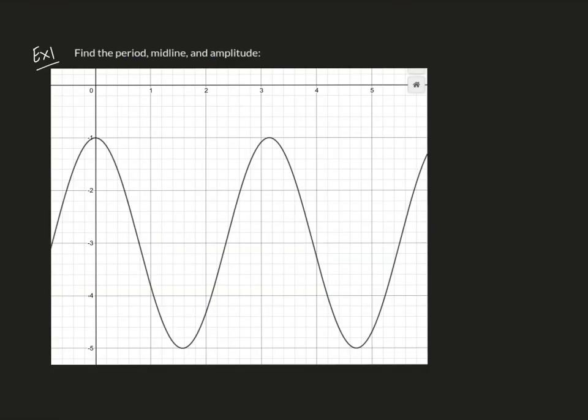Okay, this is our first example. We have another periodic function down below. I'd like you to find the period, the midline, and the amplitude. If you'd like to pause your video, now would be a good time to do that, and then you can come back and check what you have.